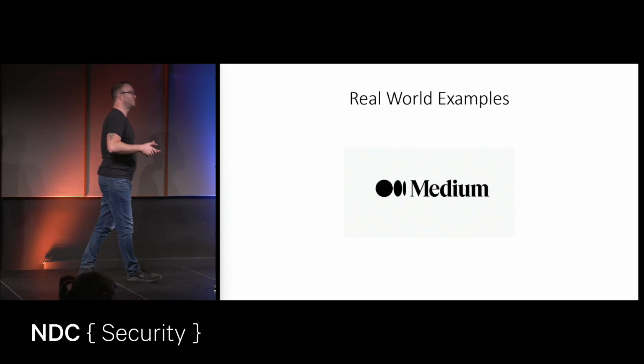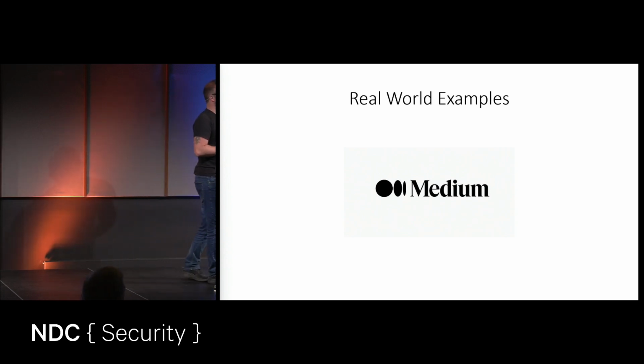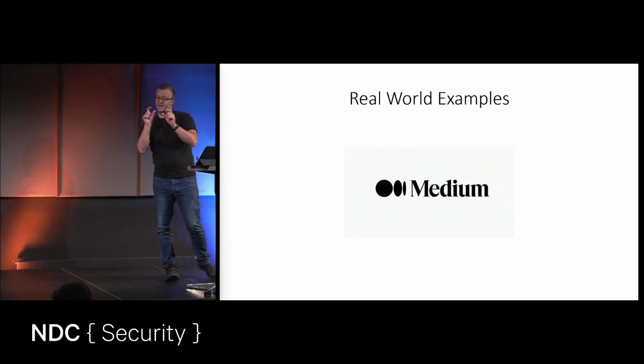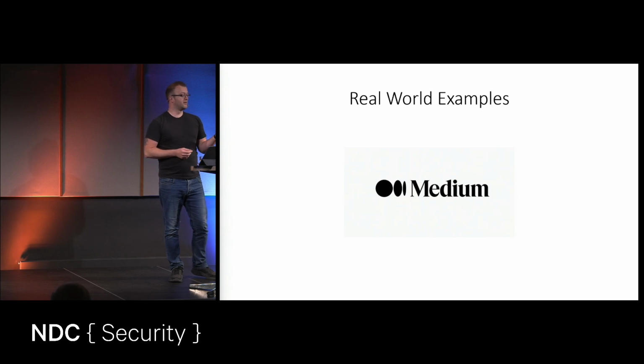So this is implemented on Medium. This is really cool. This is how they do their recommendations of something that you should read without recommending something you've already read. They use a tiny little Bloom filter per user.